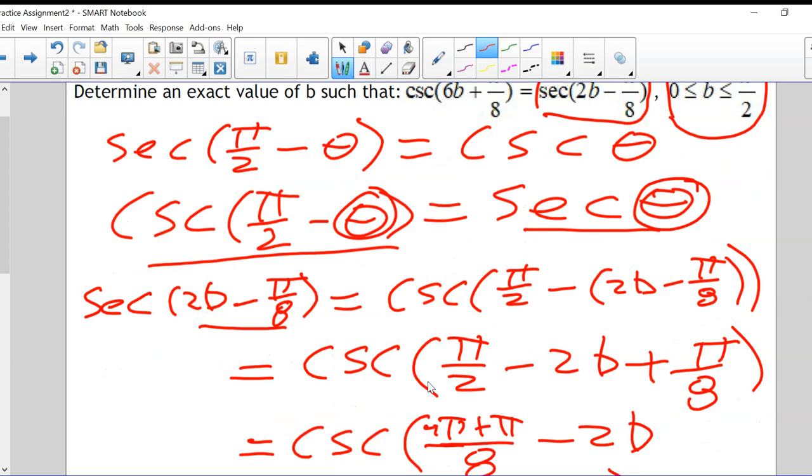All right, so let me see now. Double checking the cofunction identities. Cotangent replaces tangent, cosecant. No, it's not cosecant and sine. It's cosecant and secant. So it's not, Jeremy. It's not.